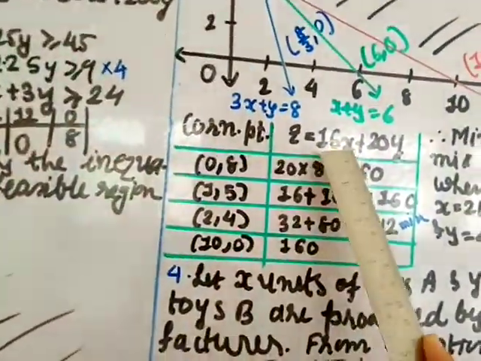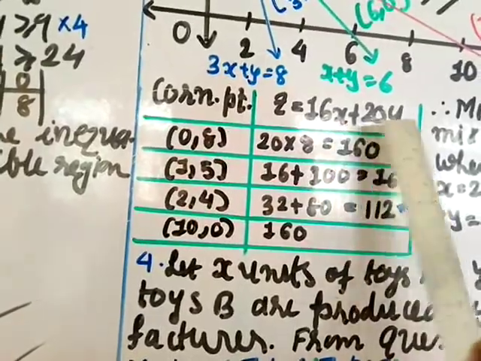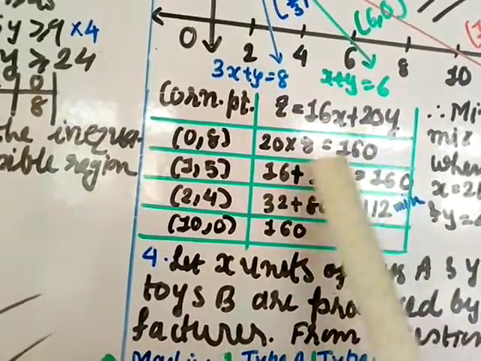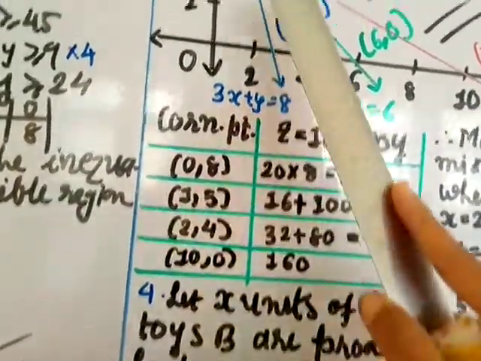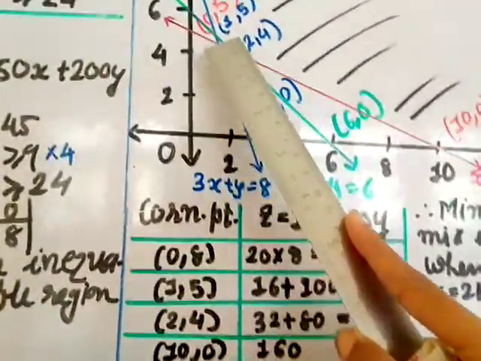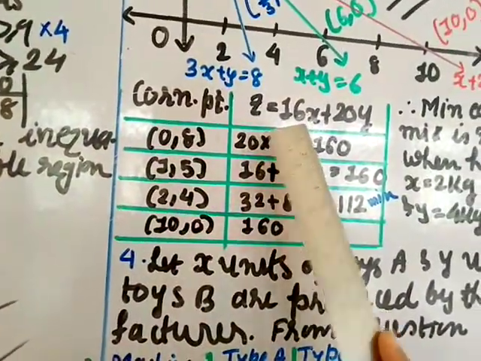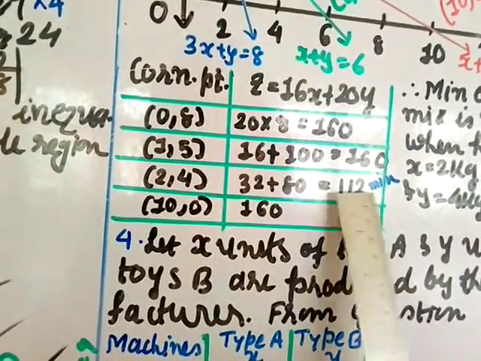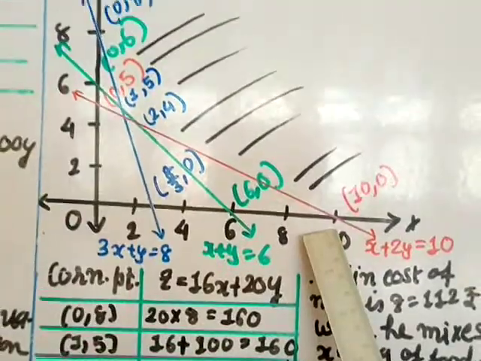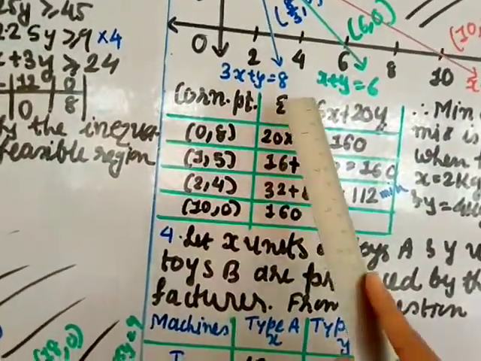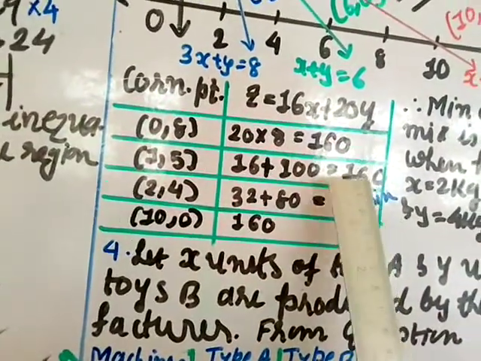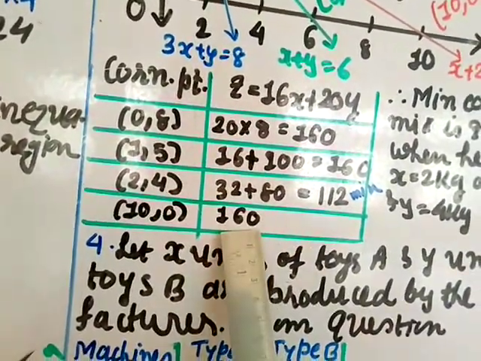So 0, 8, so put 0, so this cancels, and 8 here, so 20 into 8 gives you 160. Then 1 and 5. This point 1, 5, when you put 1 into 16 is 16 plus 20 into 5 is 100, add up 160. Then 2 and 4, so 16 into 2 is 32 and 20 into 4 is 80, add up, you get 112. Then this one point 10, 0, so 16 into 10 is 160. Now you have got 160, 160, 112, 160.